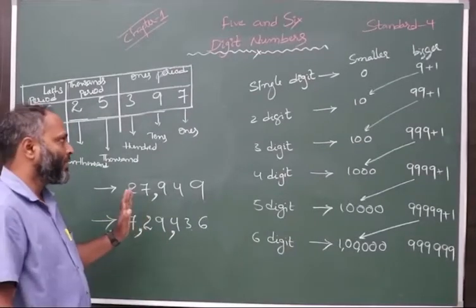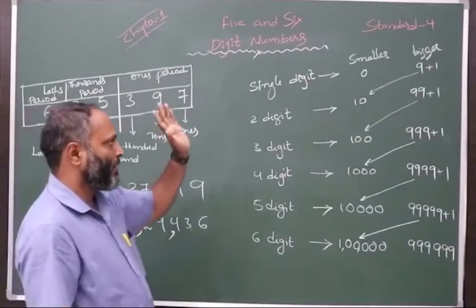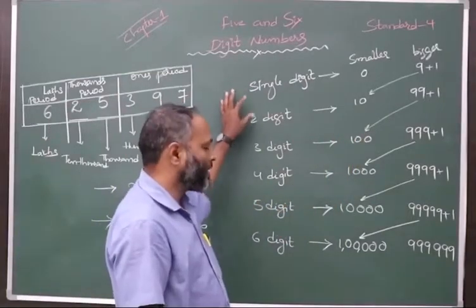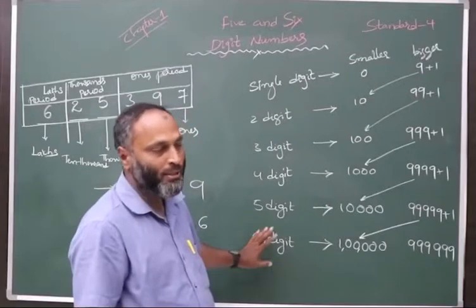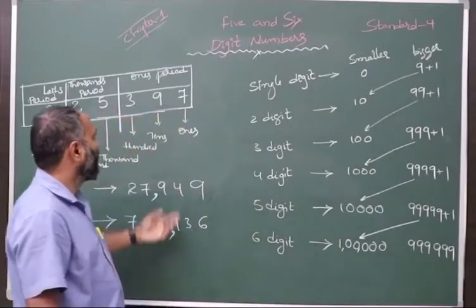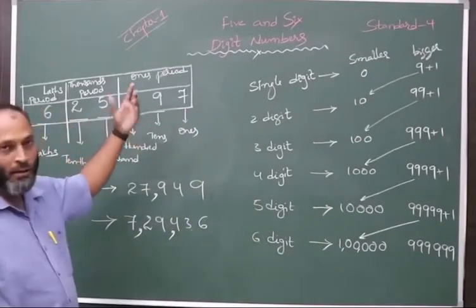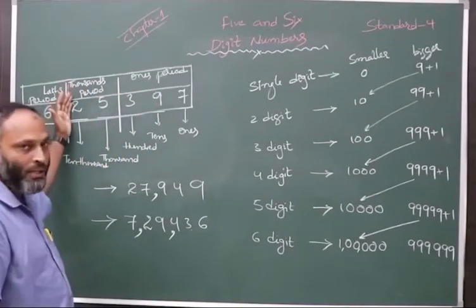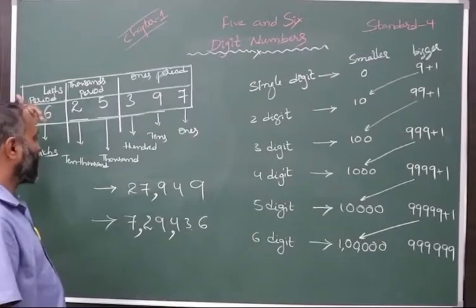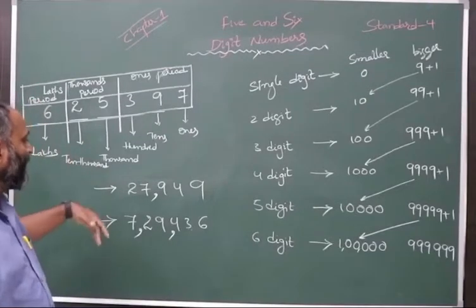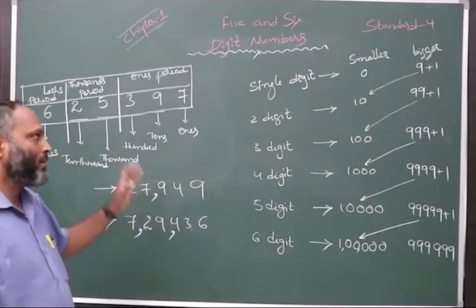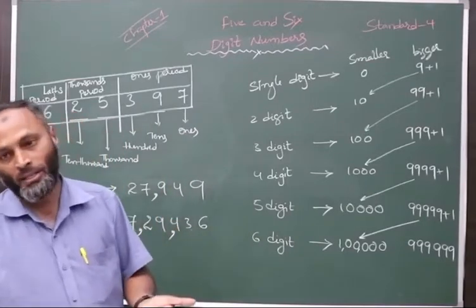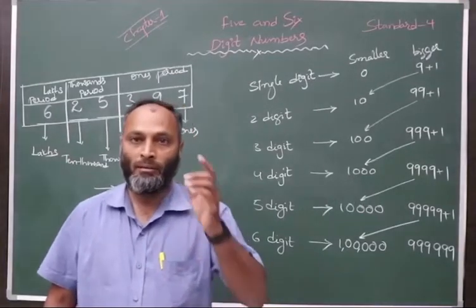So this is the explanation about the smaller and bigger numbers from single digit to 6-digit numbers, and after that how to represent, what is the period of the first 3 digits, then the next 2 digits, the 6th digit, and how to read and how to keep commas. This is our explanation. Now we are going to the next explanation part.